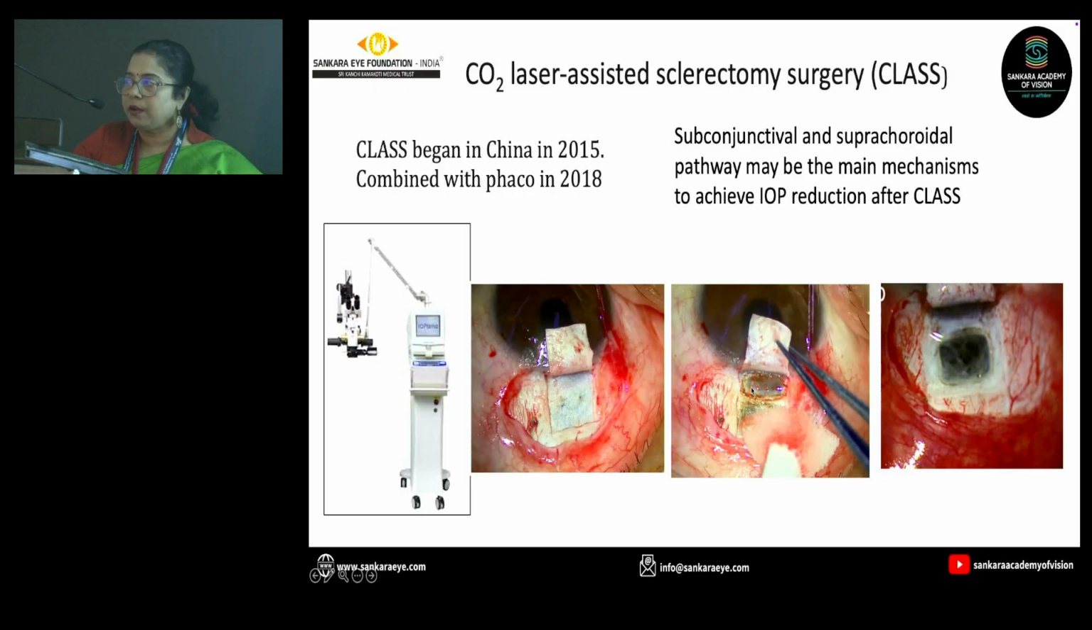The carbon dioxide laser will ablate the outer layer of the Schlemm's canal, and once the Schlemm's canal is opened, that's the end point, and after that you close the flap. Now this can be either combined with phaco. They've combined it with multiple procedures, and they have even combined it with trabeculectomy also.